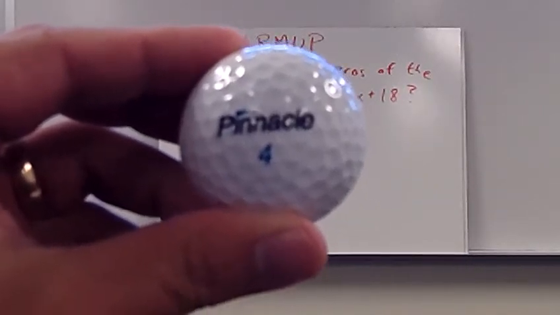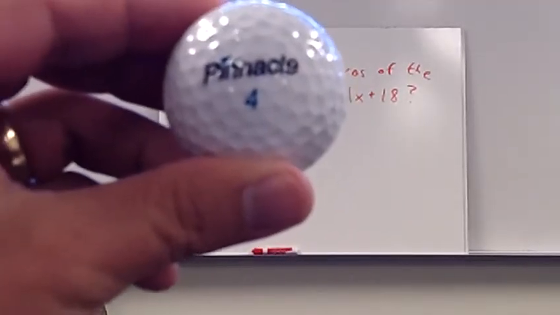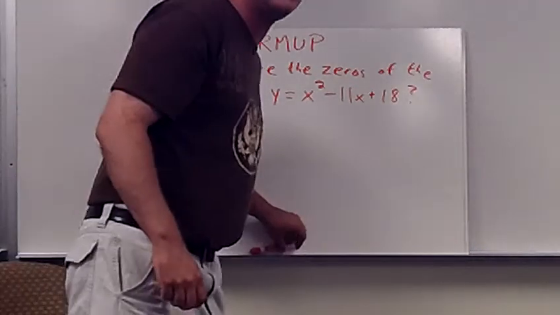Welcome to video number 4 in our series on solving quadratic equations. I have a warm-up problem for you today. I ask you, what are the zeros of the equation y equals x squared minus 11x plus 18?